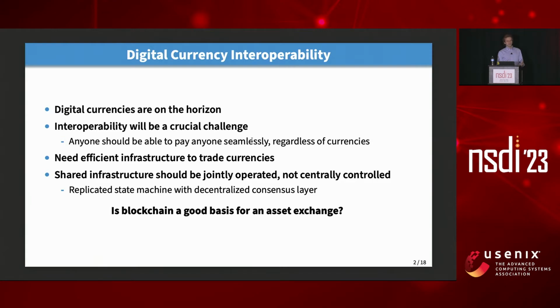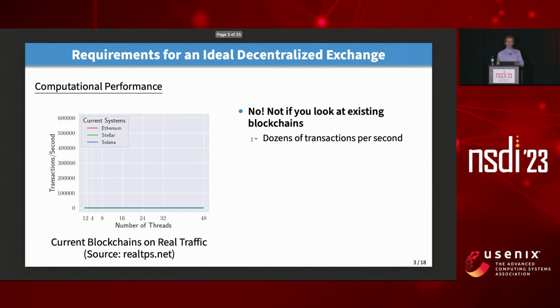Now, the trendy way to do this would be to build an exchange inside of a replicated state machine, throw it on top of a decentralized consensus layer, and call it a blockchain. But is blockchain actually a really good way to build an asset exchange? Well, if you look at current systems, the answer is no. Current systems do maybe dozens to a few hundred transactions per second. That's this line on the bottom here. And we need something that's way faster than that.